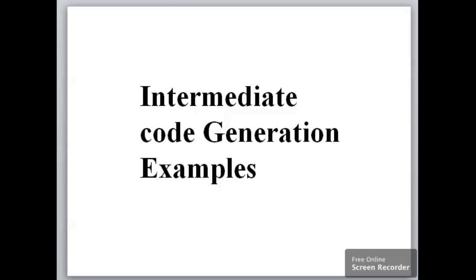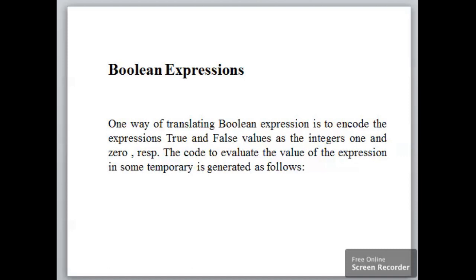In continuation to my earlier video regarding intermediate code generation, we are going to look at some examples of intermediate code generation. If I consider Boolean expressions, how can you write down an intermediate code representation of a Boolean expression?